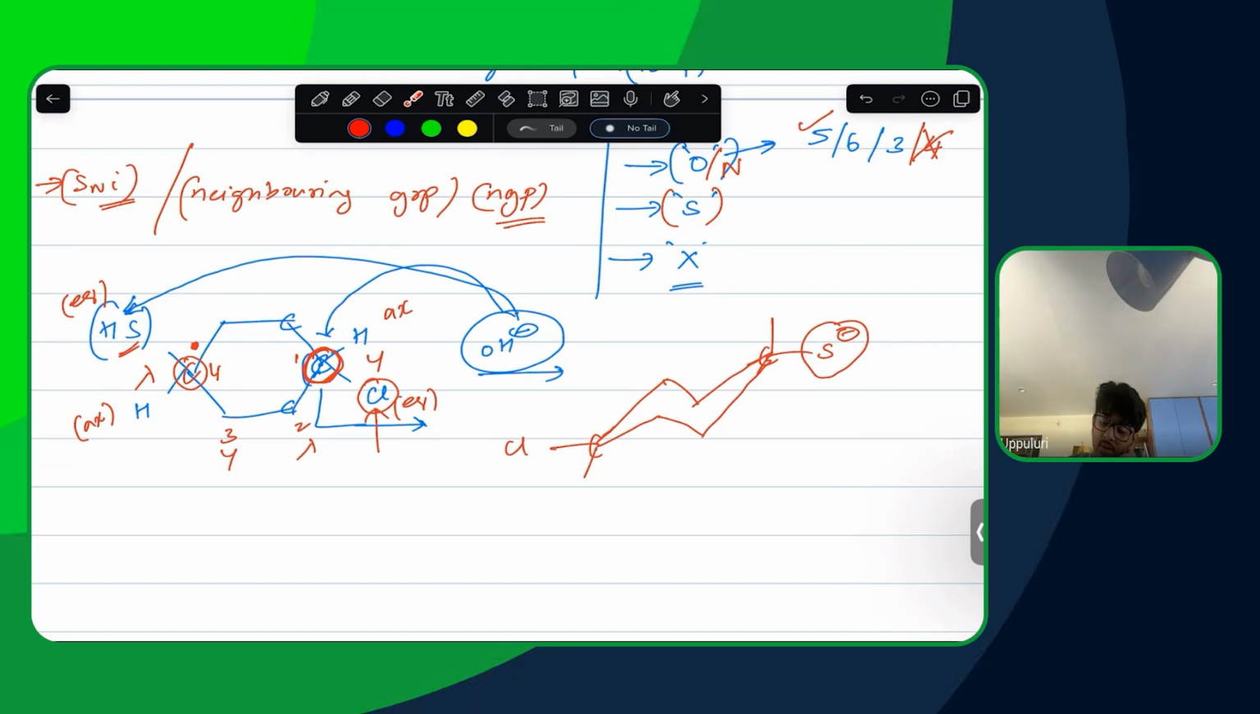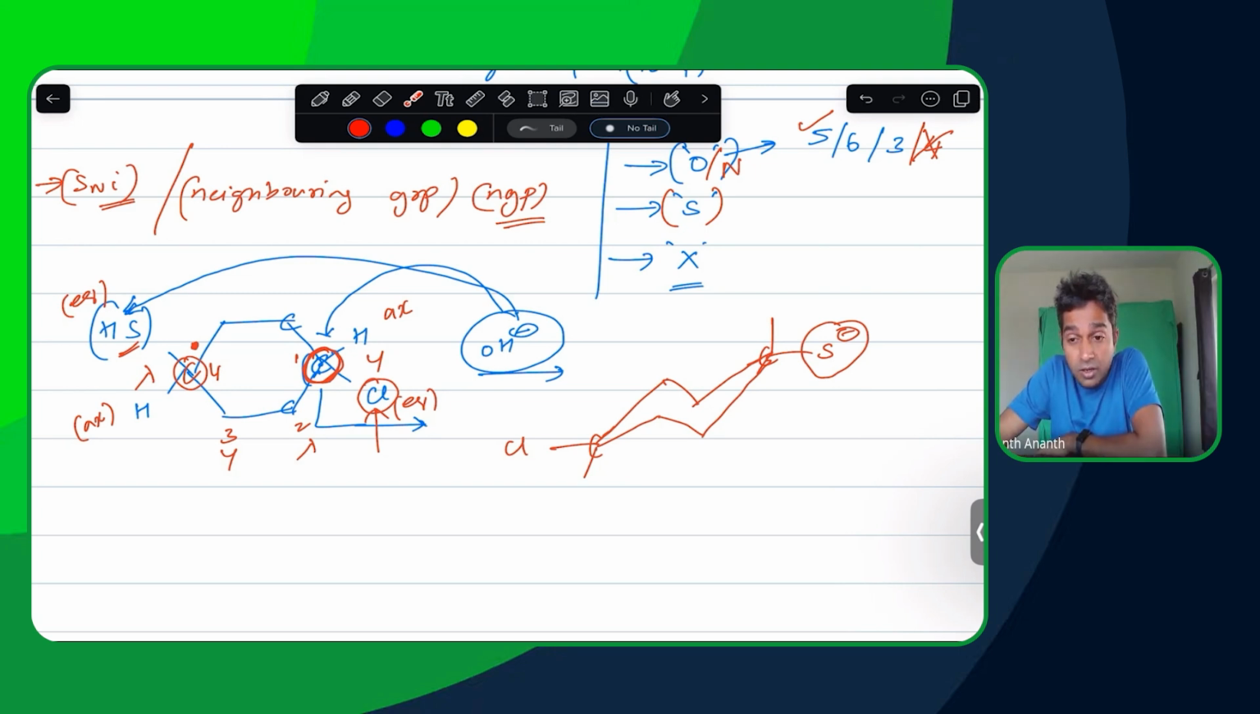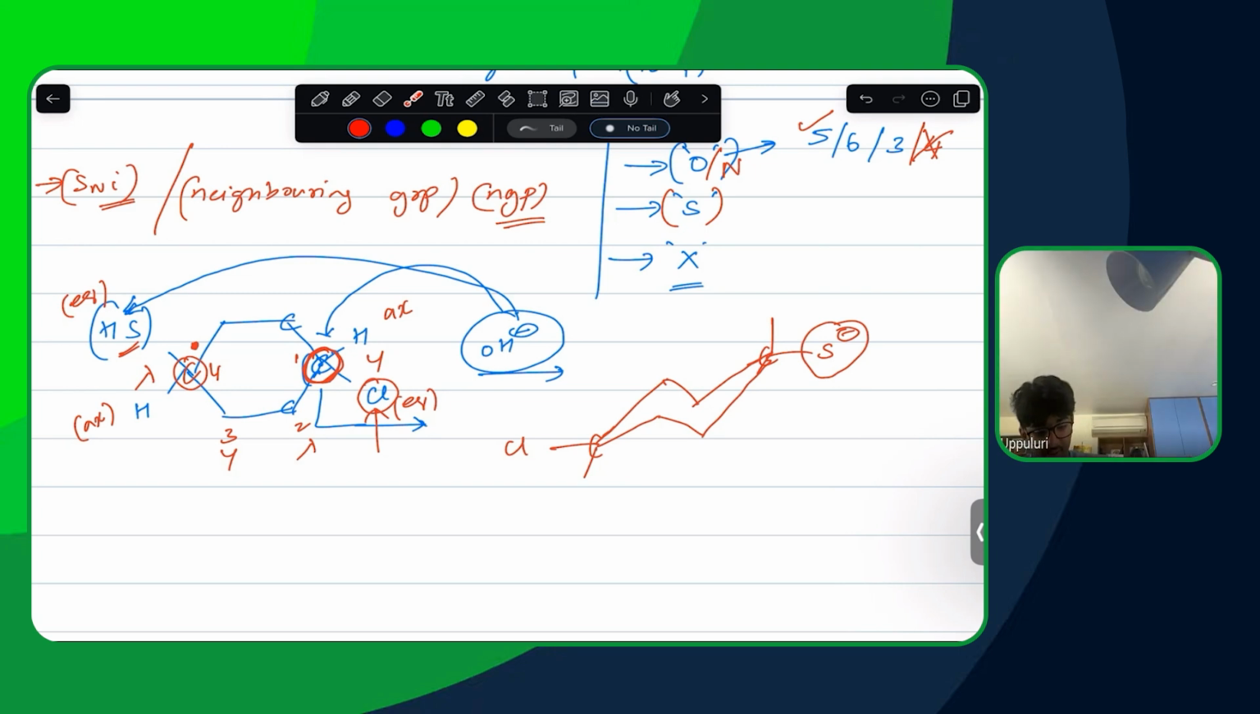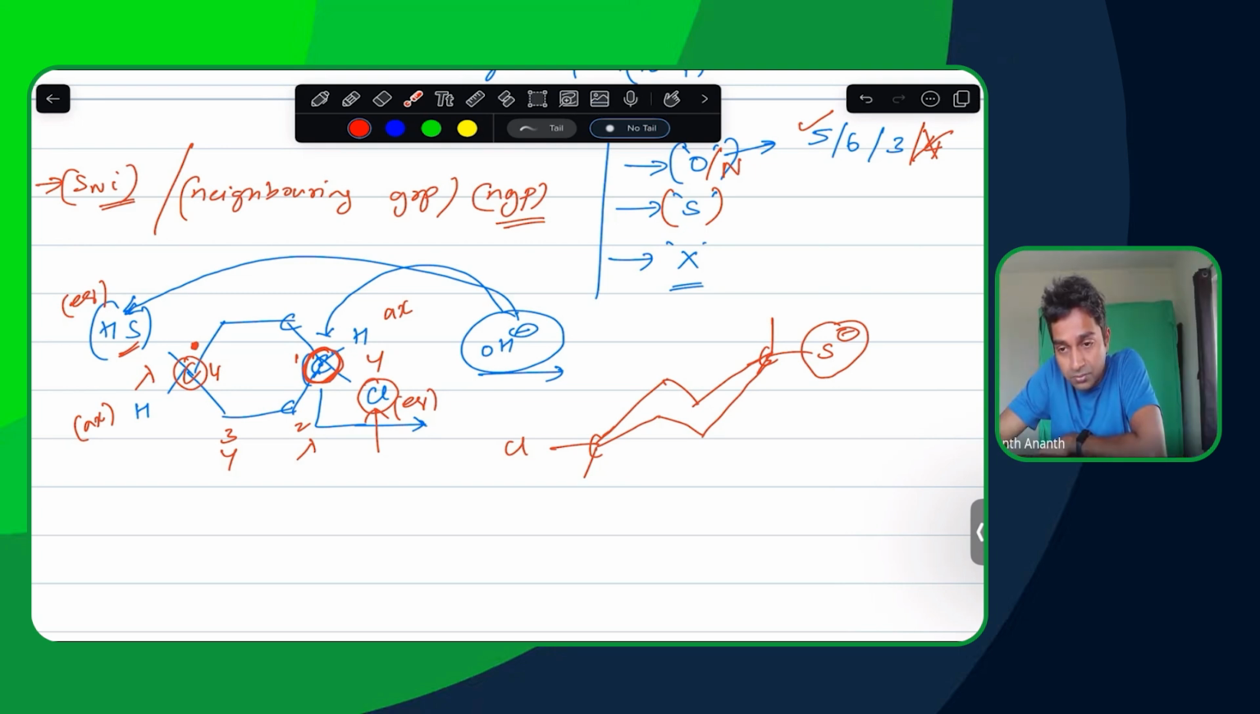Yes. Okay. So is this puzzle cleared out? Yes, sir. Got it now. Okay, next one.